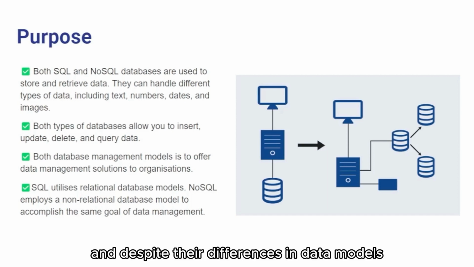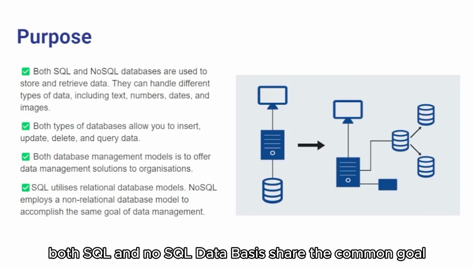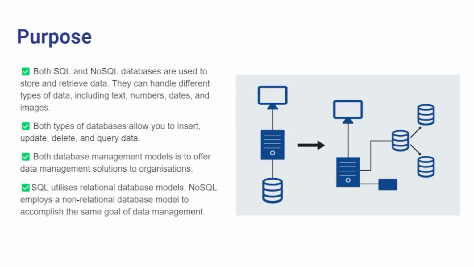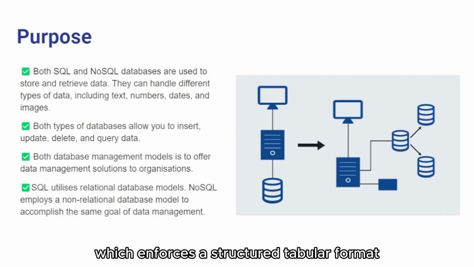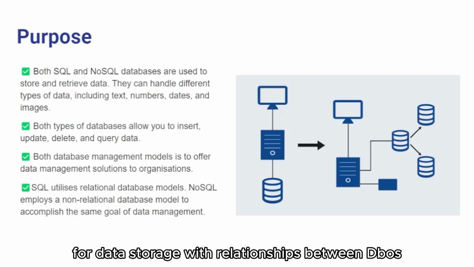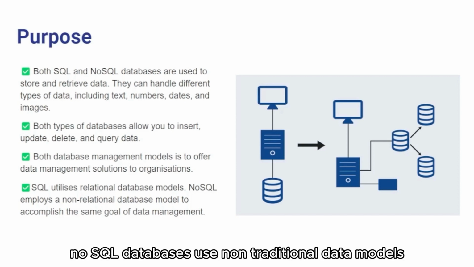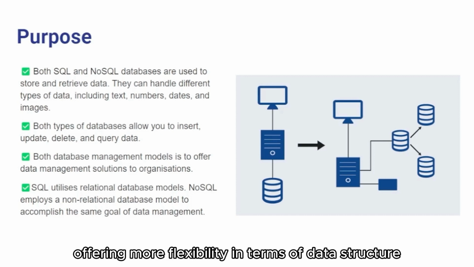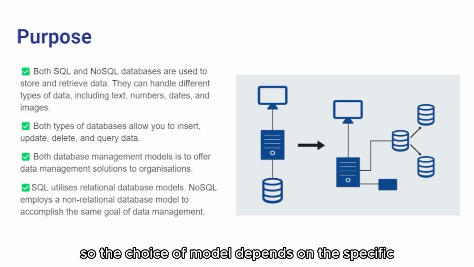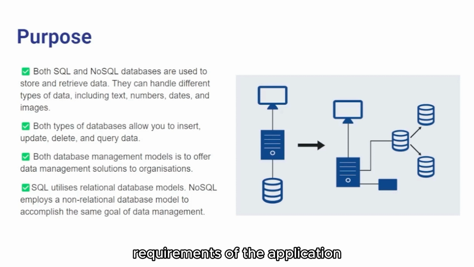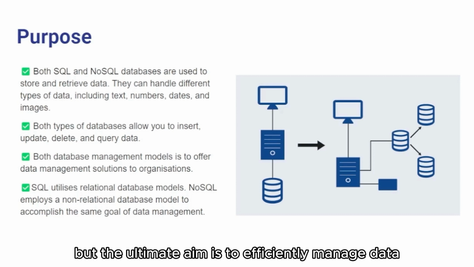And despite their differences in data models, both SQL and NoSQL databases share the common goal of data management. So SQL databases use a relational model, which enforces a structured tabular format for data storage with relationships between tables. In contrast, NoSQL databases use non-relational data models, offering more flexibility in terms of data structure, including document-oriented, key-value, column family, and graph databases. So the choice of model depends on the specific requirements of the application, but the ultimate aim is to efficiently manage data.